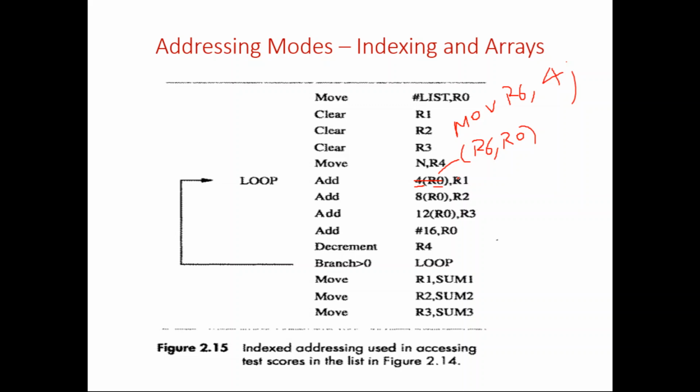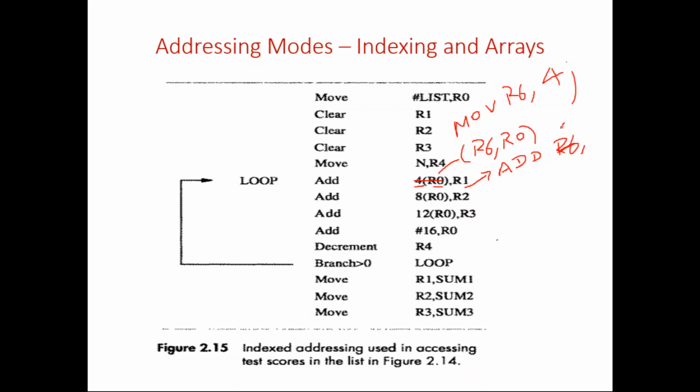If you use it like this, that is called base with index. If you use it directly, that is called index. Again here we can increment, or once again we can say add R6 comma 4, or add 4 comma R6.